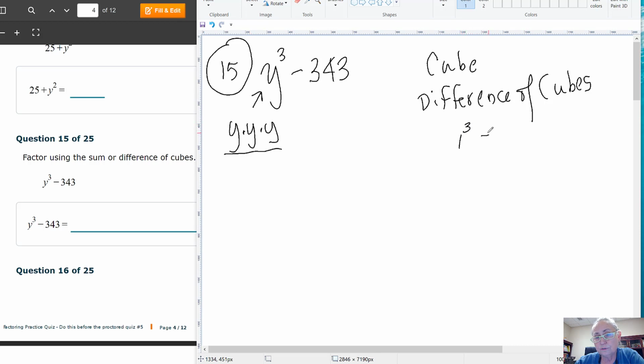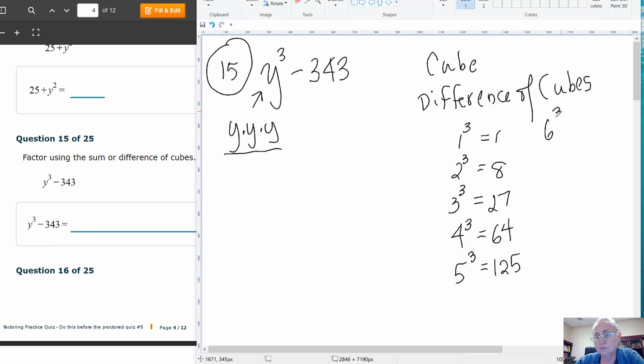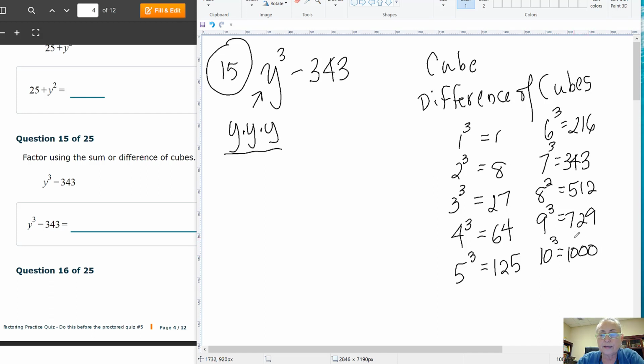1 cubed is 1. 2 cubed is 8. You could do these on your calculator. 3 cubed is 27. 4 cubed is 64. 5 cubed is 125. 6 cubed is 216. 7 cubed is 343. That's the one we need. 8 cubed is 512. 9 cubed is 729. 10 cubed is 1,000. And I doubt seriously you would ever see any cube bigger than that in any problems.